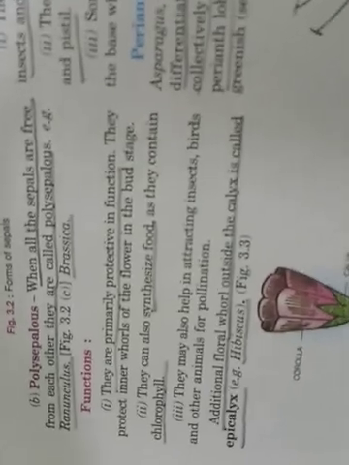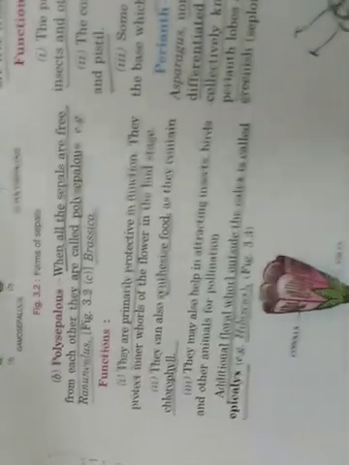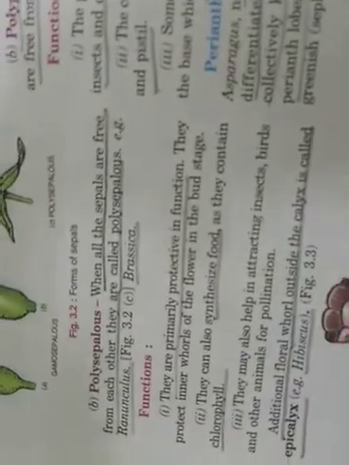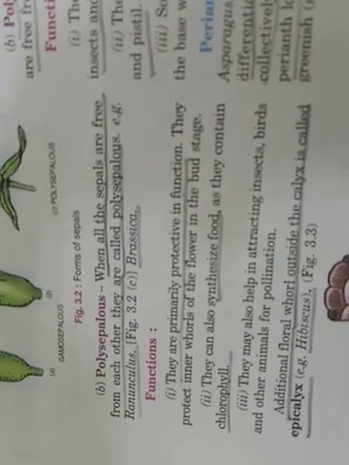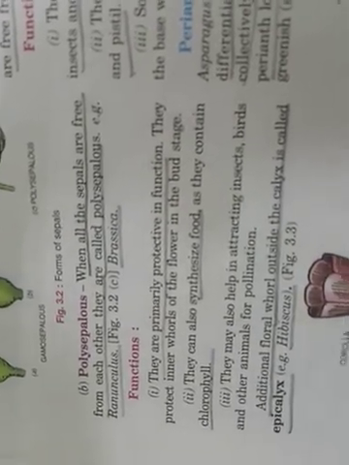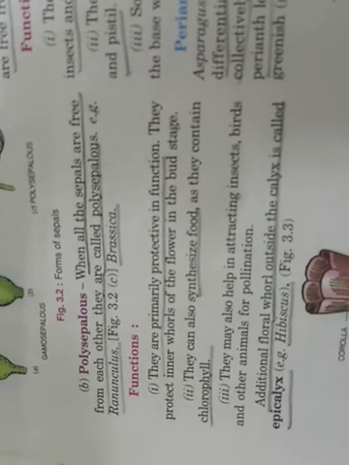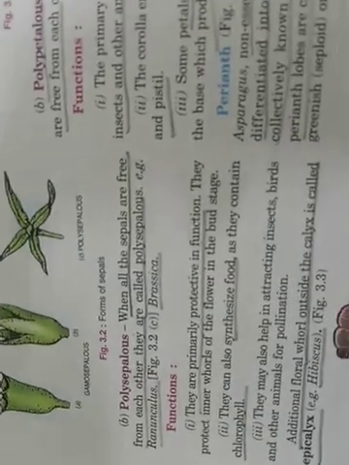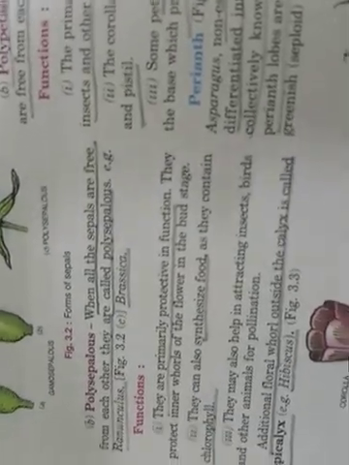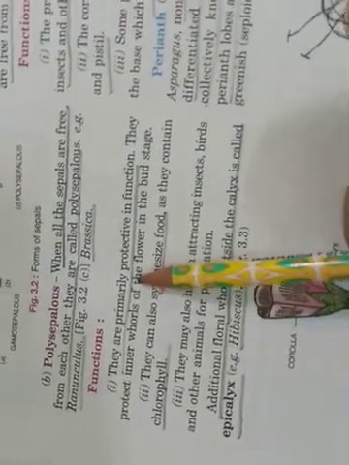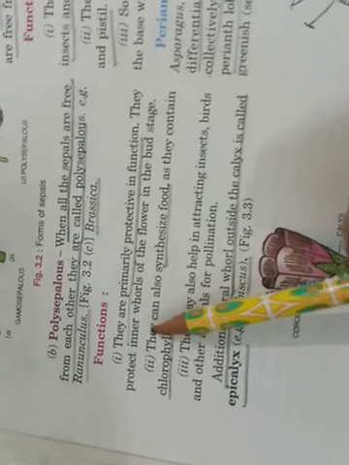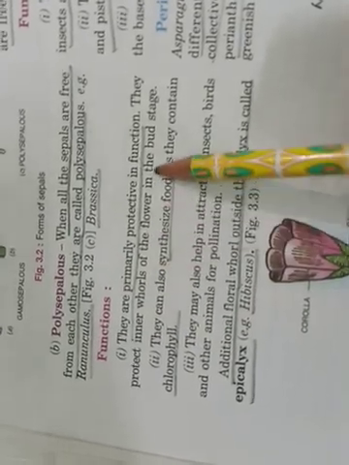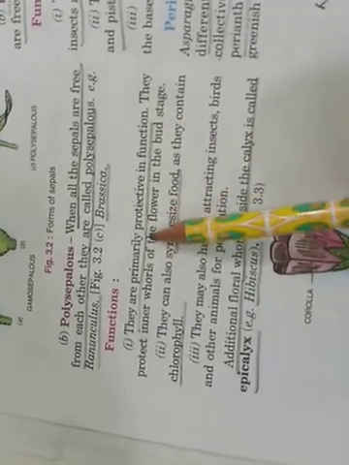Now, the function of sepals. You have understood now what these sepals are. They are mainly green in color, and accordingly, some are fused and some are free. If they are fused partially or fully, they are known as gamosepalous, and when they are free, they are called polysepalous. Now, about their functions. They are primarily protective in function. They protect the inner rolls of the flower in the bud stage. The main function is protection.